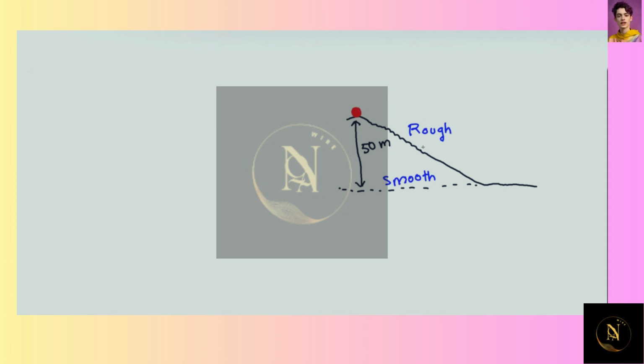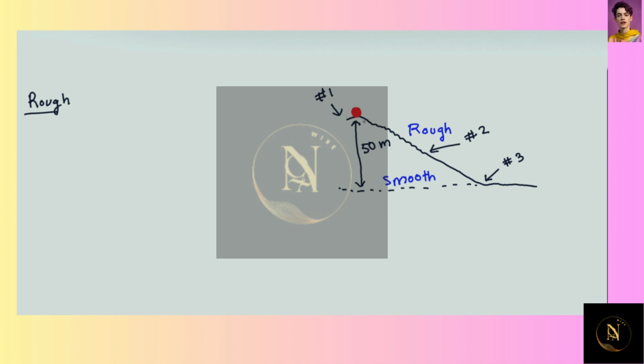That means we need to break this problem into two parts. One is when the ball just goes to the end of the rough surface, where we'll set the energy conservation at that point to the top. So let's mark three different points. One is number one, number two is the end of the rough surface, and number three is the end of the smooth surface. Now let's do the energy conservation at the rough surface.